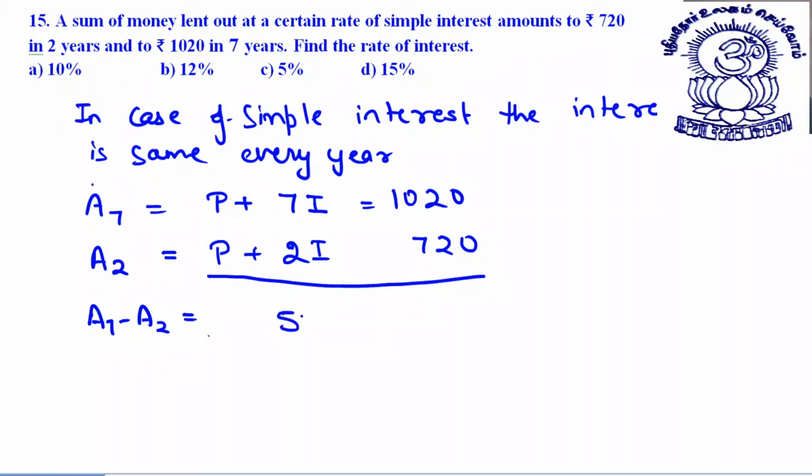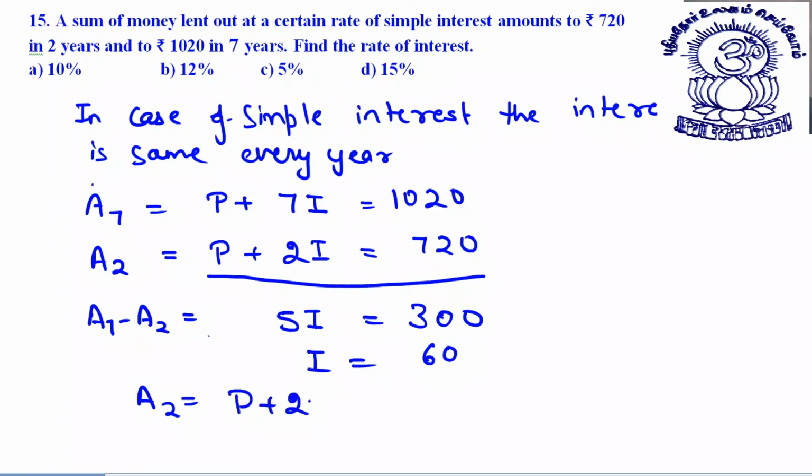P minus P will cancel. This will give me 5I is equal to 300. Or I can say one interest is equal to what? 300 by 5, that is 60. So A2 is what? A2 is P plus 2I. The value of A2 is given to us as 720, principal plus 2I. 2I will be what? 120. So from here we can say therefore principal is equal to 600. 120 subtracted from 720 will give me P is equal to 600.